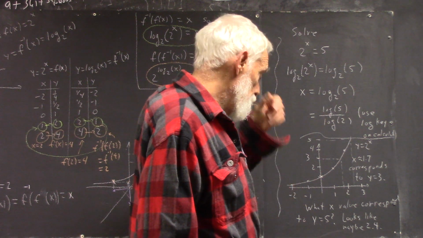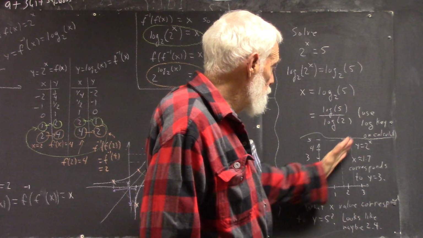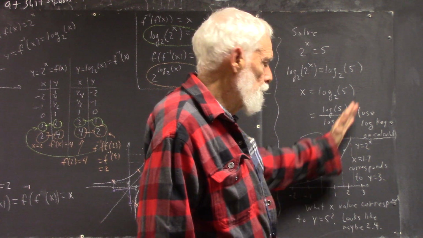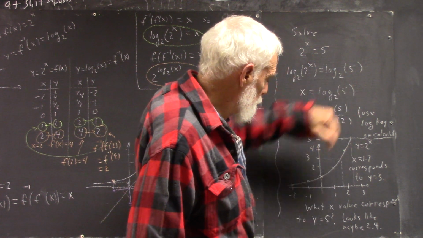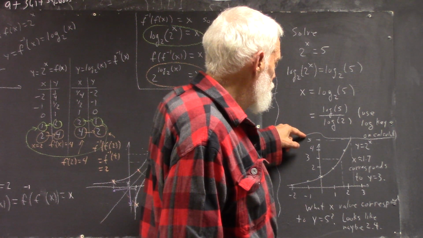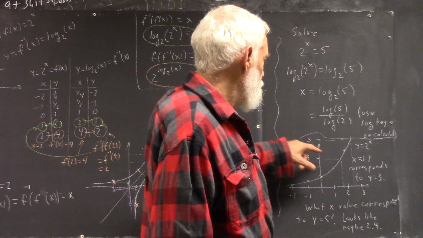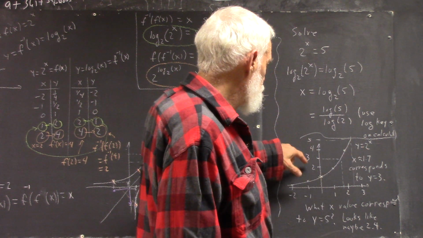But we could extend on out a little bit to 5 if we keep the trend of the curve going. It's getting steeper and steeper. So we can come up here to 5, and that would be the y value. That's y equals 2 to the x, so y equals 2 to the x function.